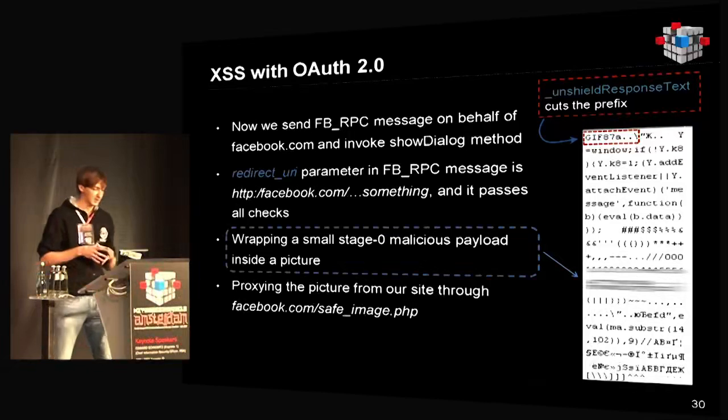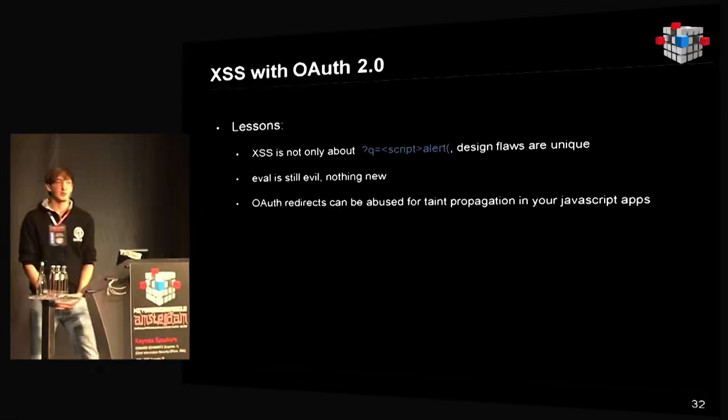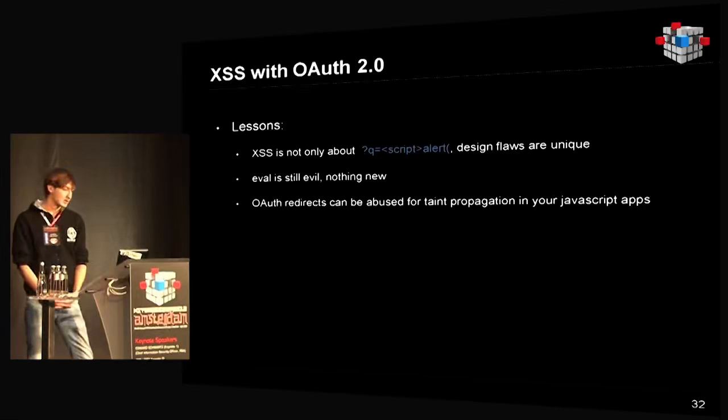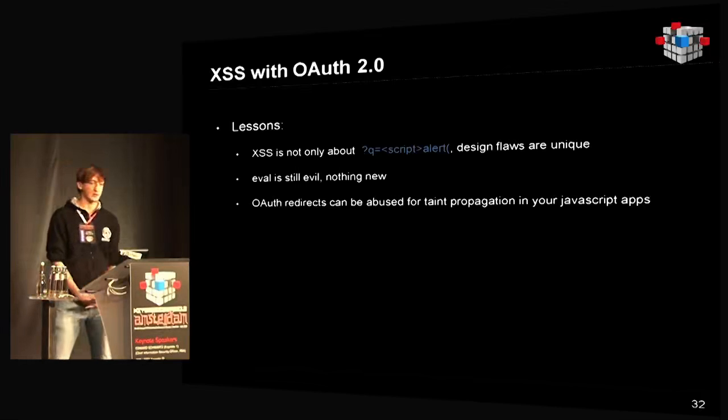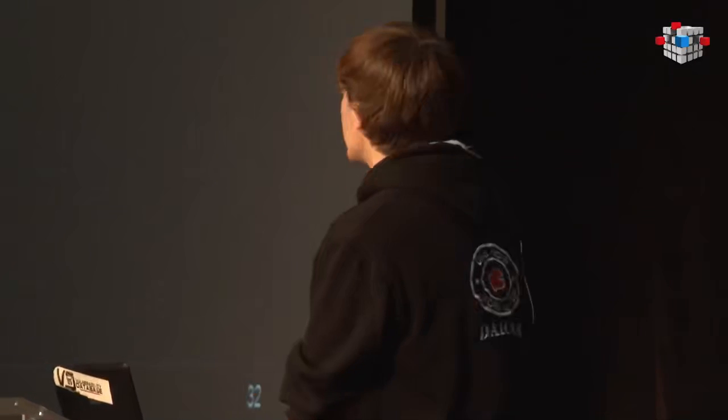So I proxied my picture from my own domain through the save image PHP. Then the image was executed by the eval handler, and well, the XSS was exploited. This bug is personally interesting for me because it's another way to exploit the well-known cross-site scripting bugs. It's not only about filtering, it's not only about reflecting something. With OAuth, you've got a new way to exploit XSS, and with the RPC, you can also abuse the OAuth control flow.